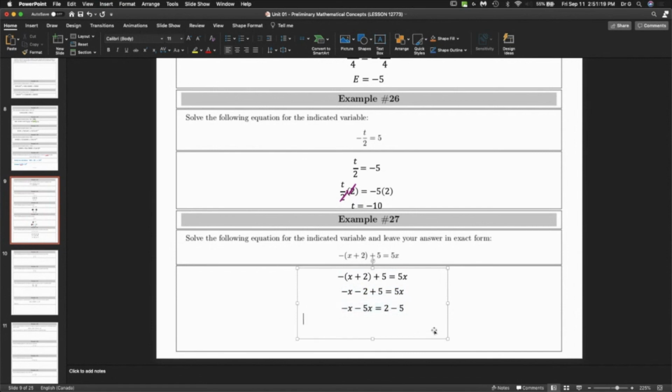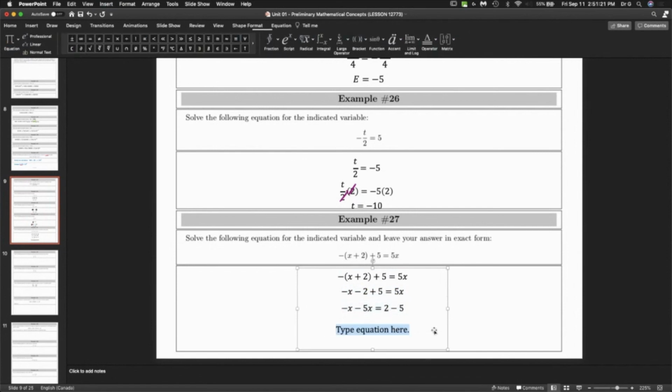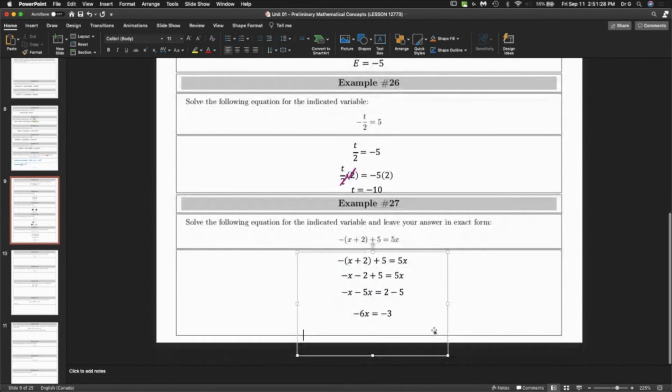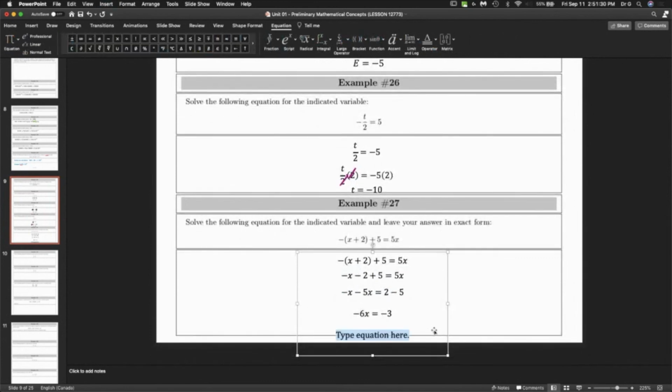And at this point, I saw some people's answers. They look correct. That's negative 6x equals negative 3. And you can divide both sides by negative 6. Yeah, it is. It is, David. It's 3, but when you move it to the other side, it becomes negative. Okay. So you get.